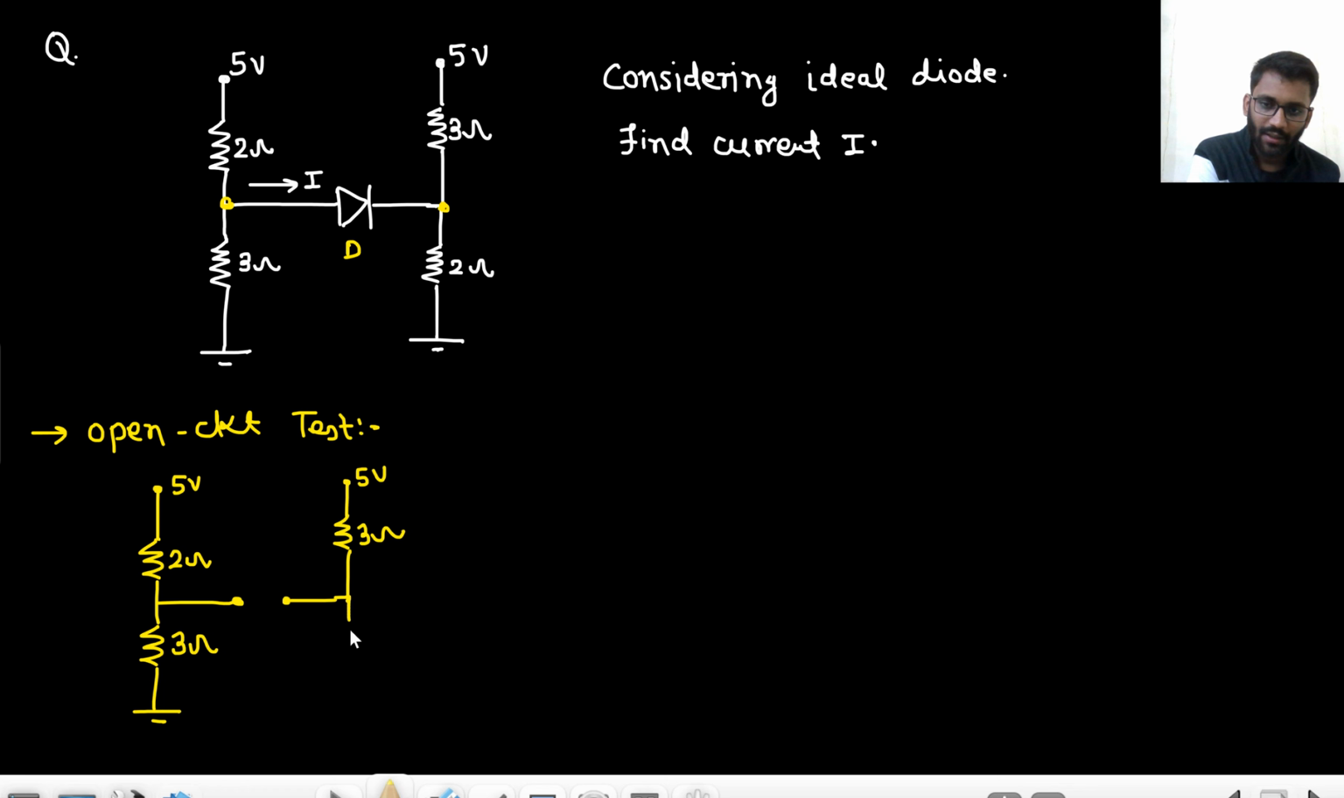How much potential you are having here? That is 2 volt. Potential divider. Let's just assume this is your V1, this is your V2. What will be your V1? V1 will be 5 into 3 upon 5. That will simply be 3 volt. What will be your V2? V2 will be 5 into 2 upon 5. That will simply be 2 volt.